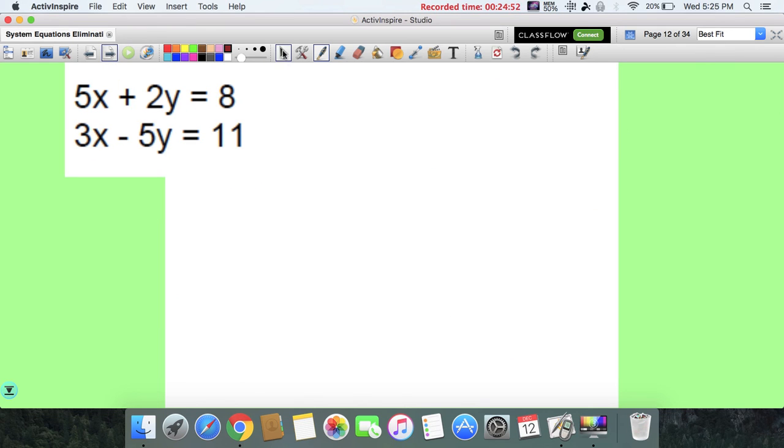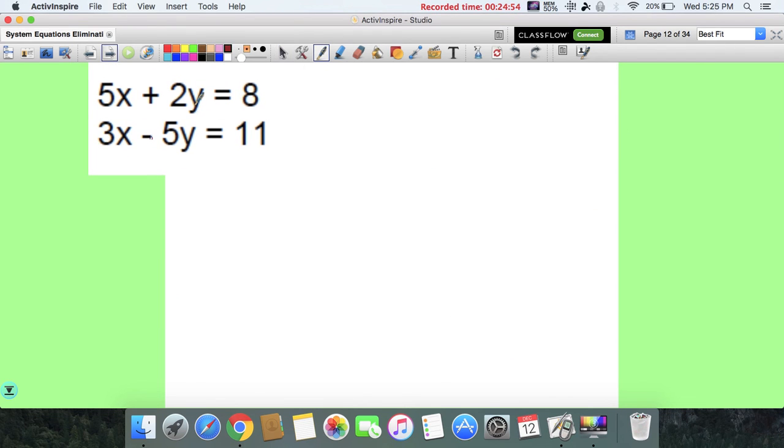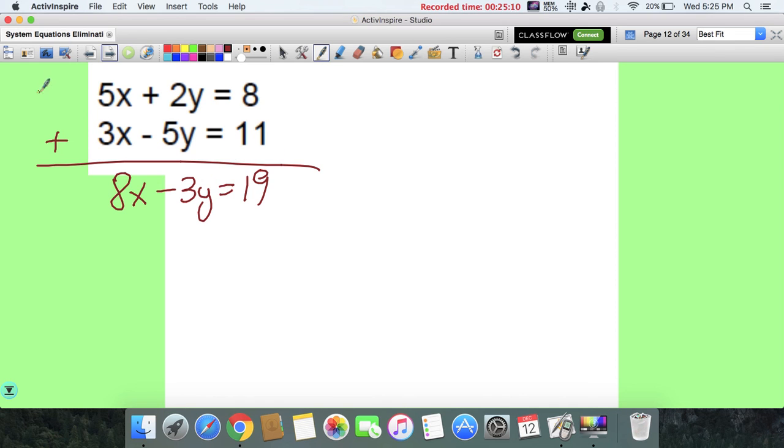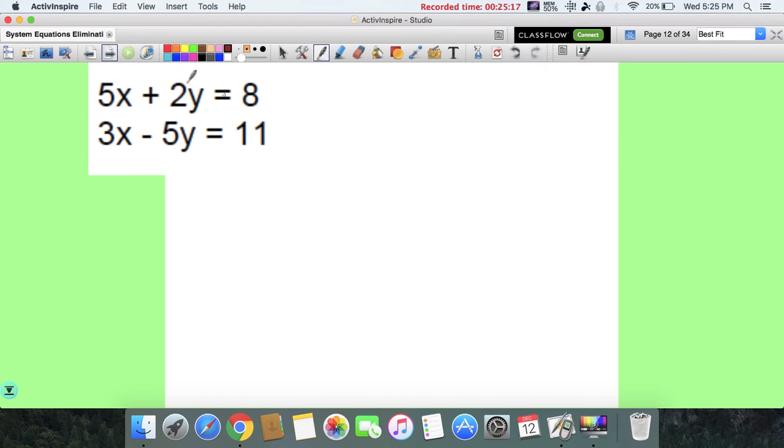Okay. I'll do one more, or a couple more. So in this system, if I were to add the equations as they are right here, that would be 8x, 2y minus 5y is negative 3y, and 8 plus 11 is 19. I got nothing accomplished by just adding them. So I need to make some changes. I either need to get rid of the x's or get rid of the y's. You choose, it doesn't really matter. I'm going to choose the y's because one is already positive and the other one's already negative, so I don't really have to worry about signs here.